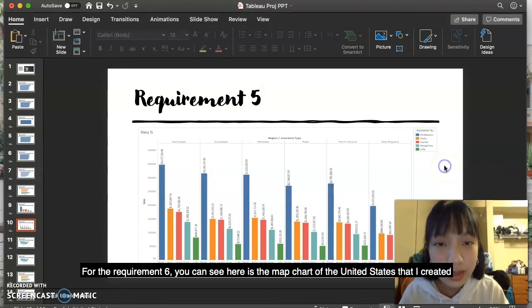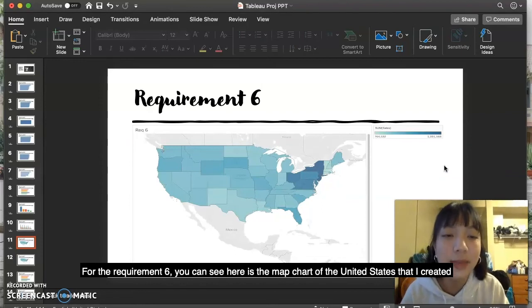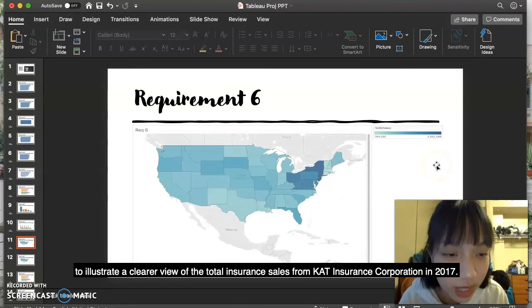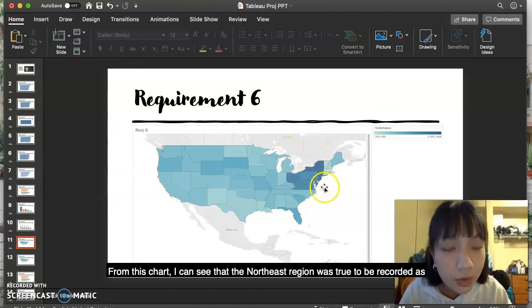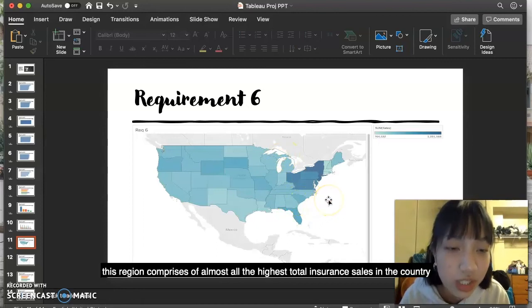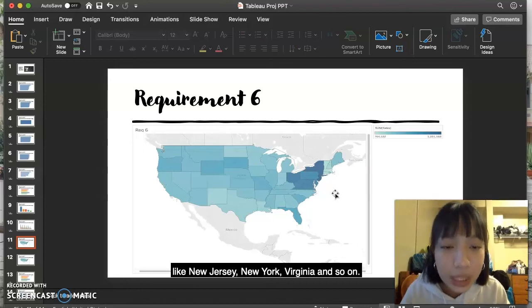For requirement 6, you can see here the map chart of the United States that I created to illustrate a clearer view of the total insurance sales from KAT Insurance Corporation in 2017. From this chart, I can see that the Northeast region was indeed the region with the highest total sales, because it comprised almost all the highest total insurance sales in the country, like New Jersey, New York, and Virginia, and so on.